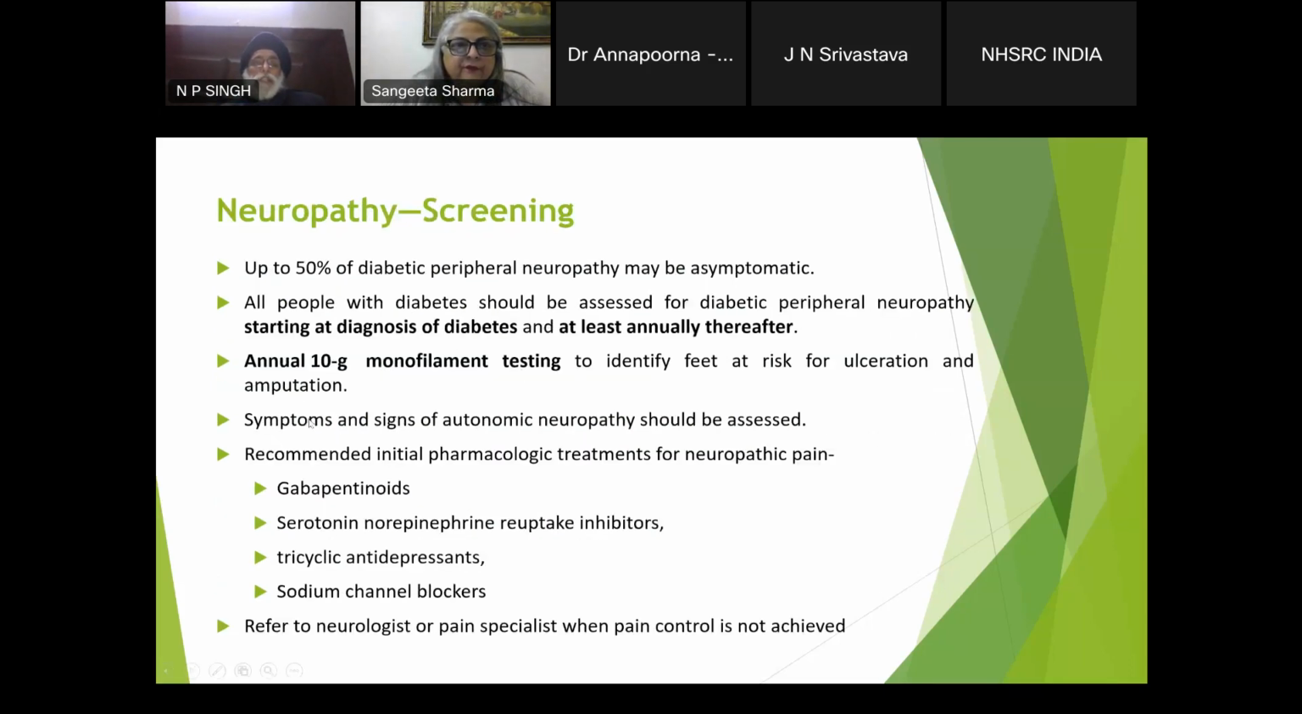Similarly, neuropathy requires to be screened. Almost 50% of the patients may be asymptomatic, so there is a need for us to do annual monofilament testing, which can help us detect diabetic neuropathy in a much better way. And also, we now have recommended management strategies: gabapentinoids, serotonin inhibitors, tricyclic antidepressants, and sodium channel blockers. Symptom control is also extremely important to achieve a better quality of life for such patients.